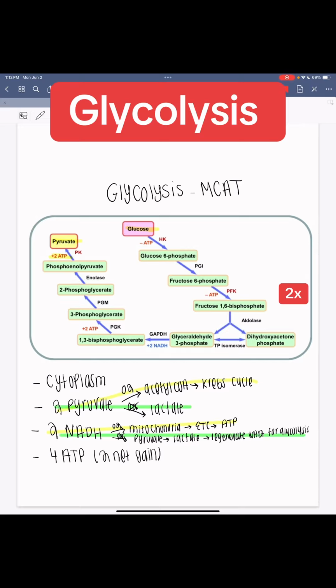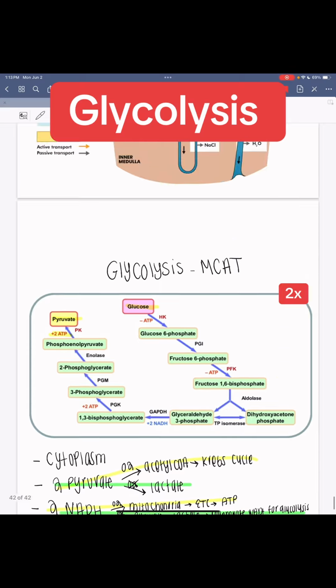So if glycolysis is breaking glucose down to make pyruvate and some form of energy, that means it's going to be turned on by insulin, because insulin means I have a lot of glucose going around in my bloodstream. I want to break it down to give me some energy. So it's going to be turned on by insulin, blocked by glucagon.